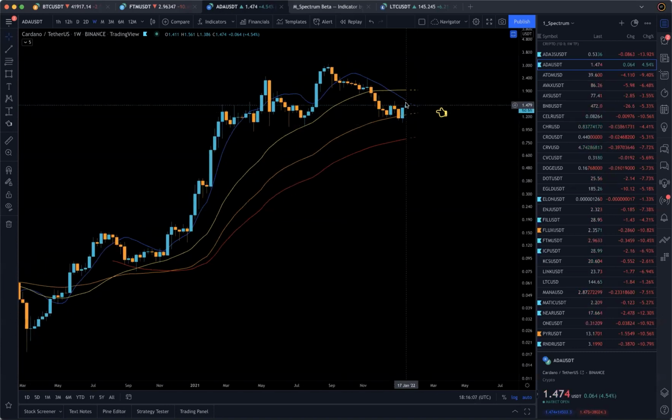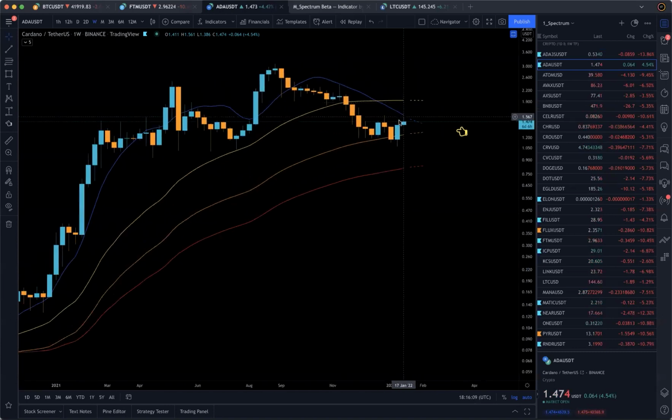Right. So if you look at it, ADA is rejected by the blue T. I'm calling it blue T. These are acronyms. BT is for blue trend, YT is for yellow trend, OT is for orange trend, and RT is for red trend. So these are acronyms I'm using. So if you look at it, the blue has rejected, right?